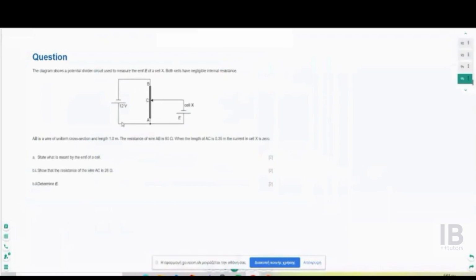Okay. Perfect. So for example, let's take this one. You are telling me that you are struggling with this. This is a potential divider circuit, right? First of all, how do you understand what this potential divider does in general terms? Can you describe it to me in a few words?